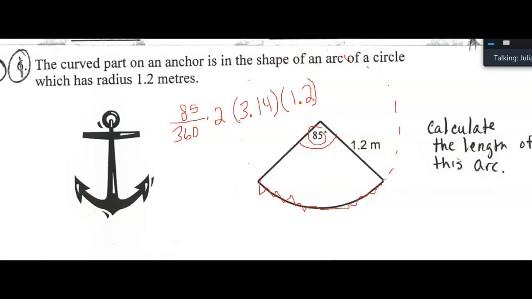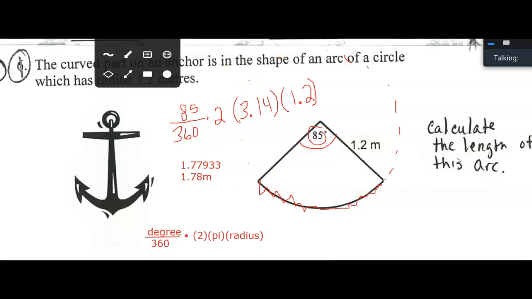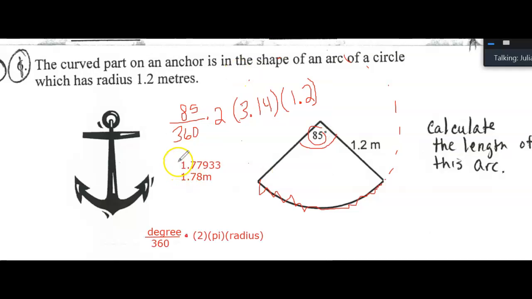Plug that into your calculator. Press the pause button, please. Okay, so this is your answer right here, 1.77933, which rounds to 1.78 meters. Right, okay, so you should have done 85, so part over whole, 85 over 360 times 2 pi, 3.14 is pi, times my radius. My radius here was 1.2.